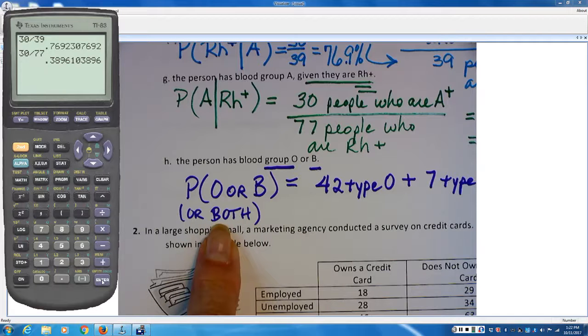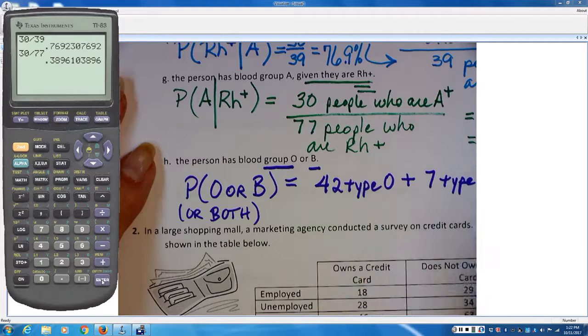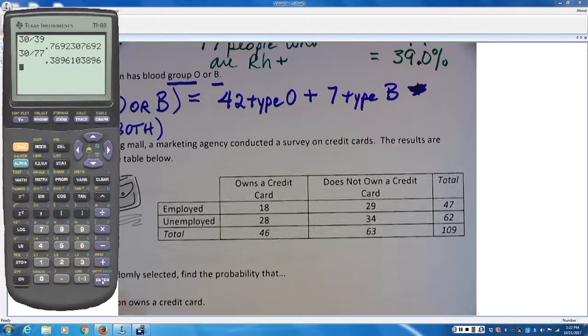No. If you've got type O blood, you've got type O blood. If you have type B blood, you have type B blood. There is no combination of the two. So in that case, the "or both" means that you don't have any overlap to subtract out there. So you don't have to worry about the subtraction part.